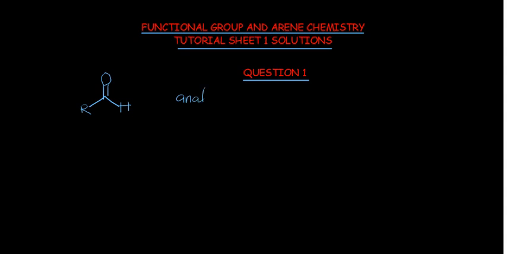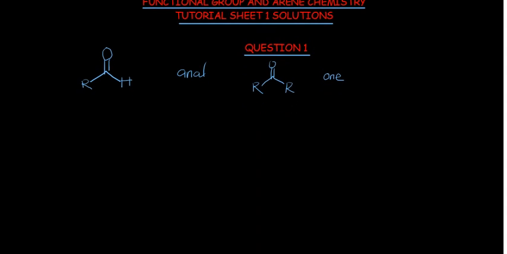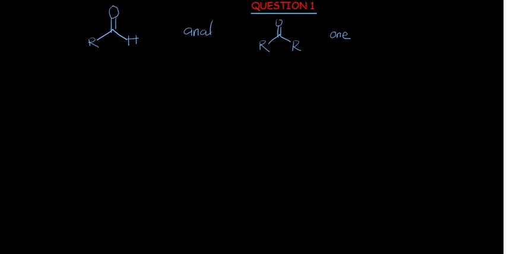And then a ketone has a structure looking like this. Then the suffix will always end with this. Then the parent name will just depend on the number of carbons: one carbon is meth, two is eth, three is prop, like that. Okay, so now let's dive into the tutorial sheet to answer these questions.